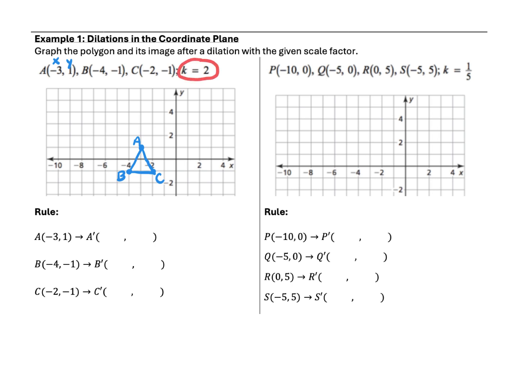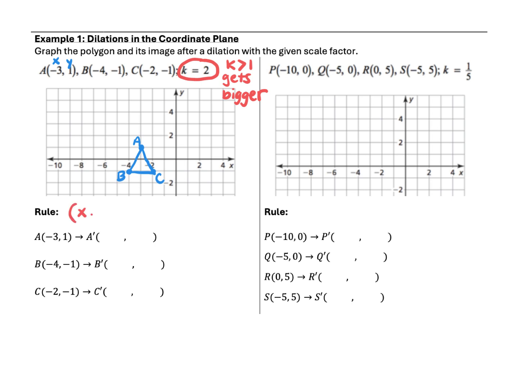Notice that this scale factor is K. K is 2. That's bigger than 1. When we multiply by 2, it's going to get bigger. So I'm going to expect that my image is going to be larger than that blue triangle that I started with. So let's go ahead and write our rule.